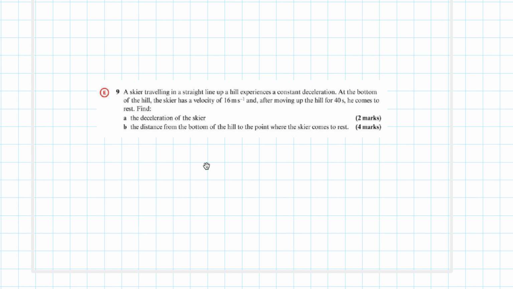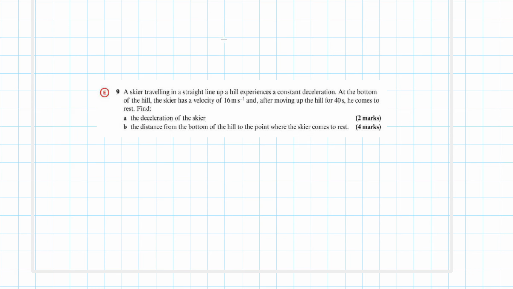Question 9. A skier travelling in a straight line up a hill experiences a constant deceleration. At the bottom of the hill, the skier has a velocity of 16 meters per second, and after moving up the hill for 40 seconds, he comes to rest. Find the deceleration of the skier and the distance from the bottom of the hill to the point he comes to rest.